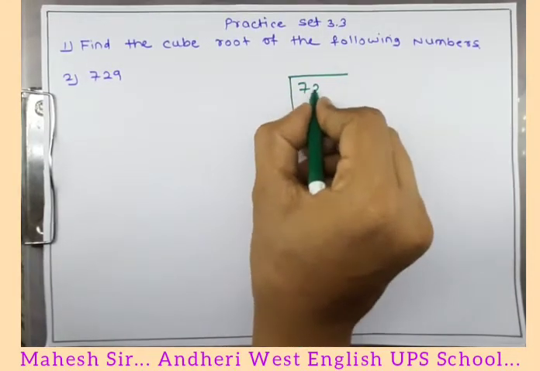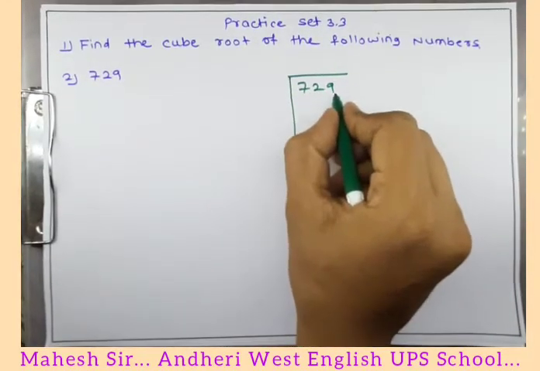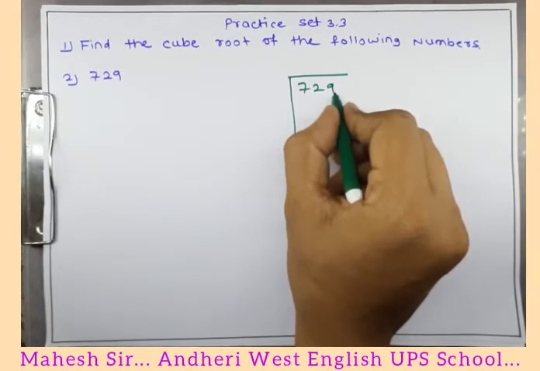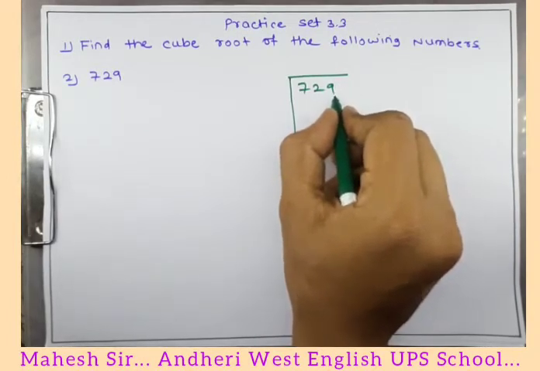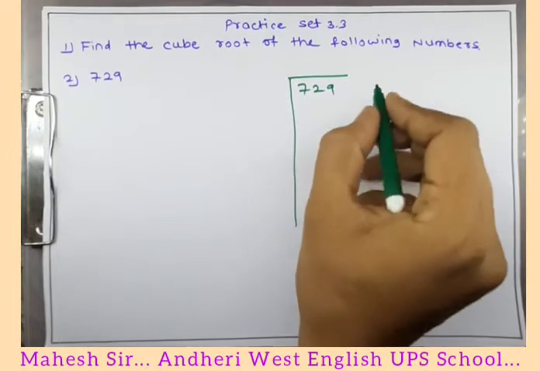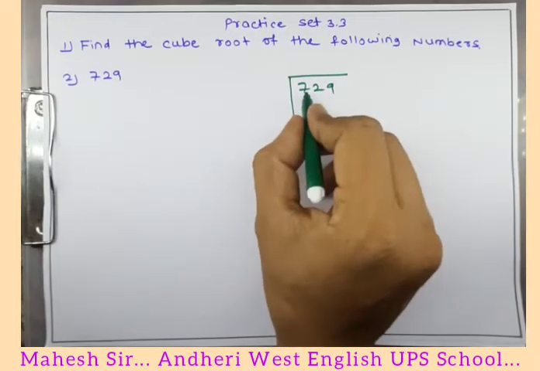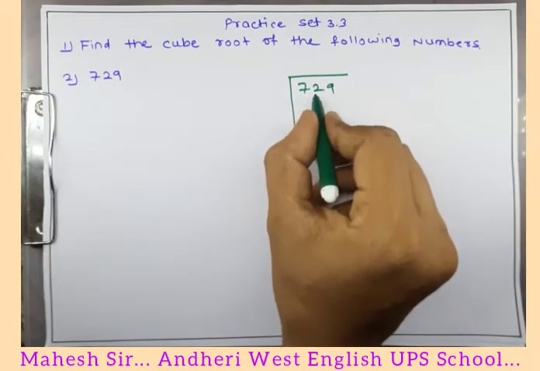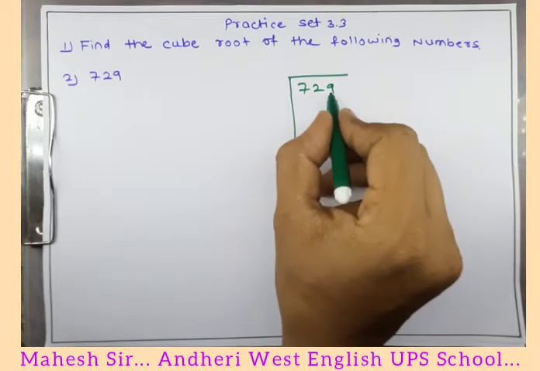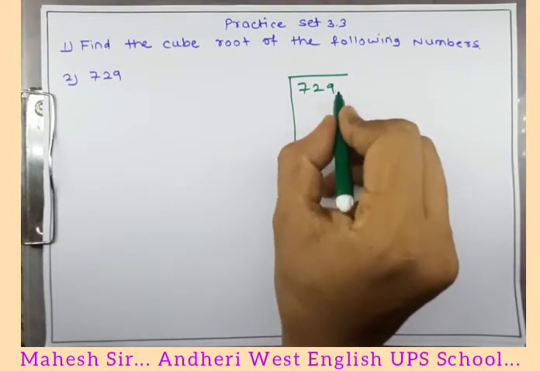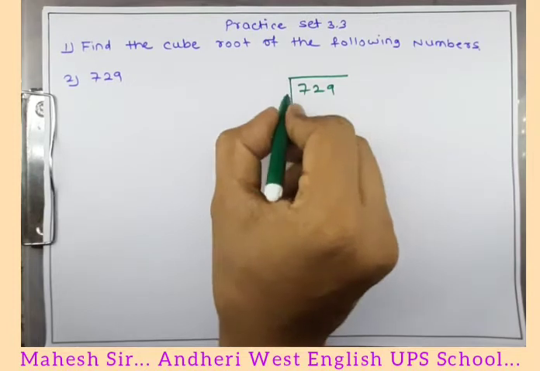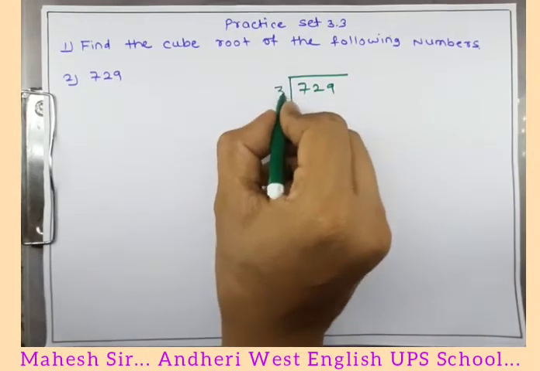So 729 has 9 at the units place, so it is not divisible by 2. So we will check for the test of 3. For the test of 3 we have to add all the digits. So 7 plus 2 is 9, 9 plus 9 is 18, and 18 is divisible by 3, therefore this number will be divisible by 3.